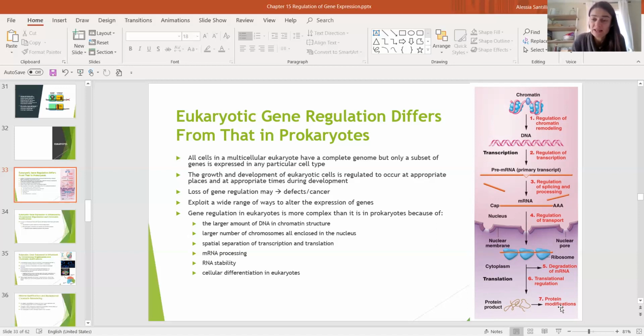We also can regulate the actual transfer of the mRNA to the outside of the nucleus, so going to the cytoplasm. This could be another additional place where mRNA can be regulated.